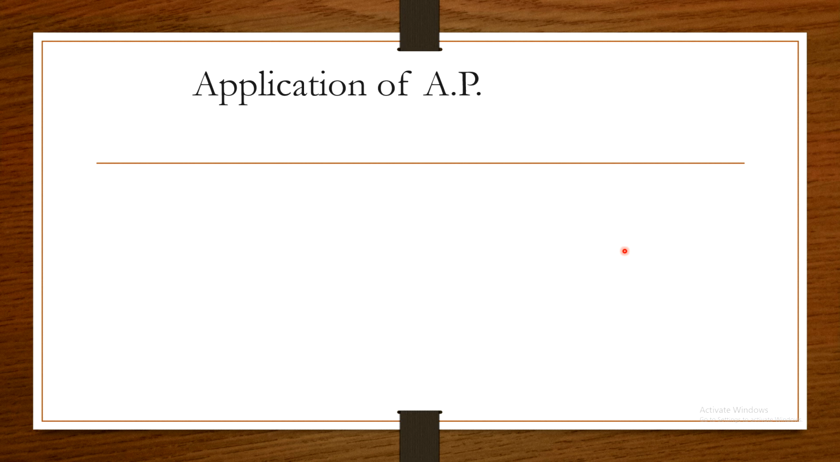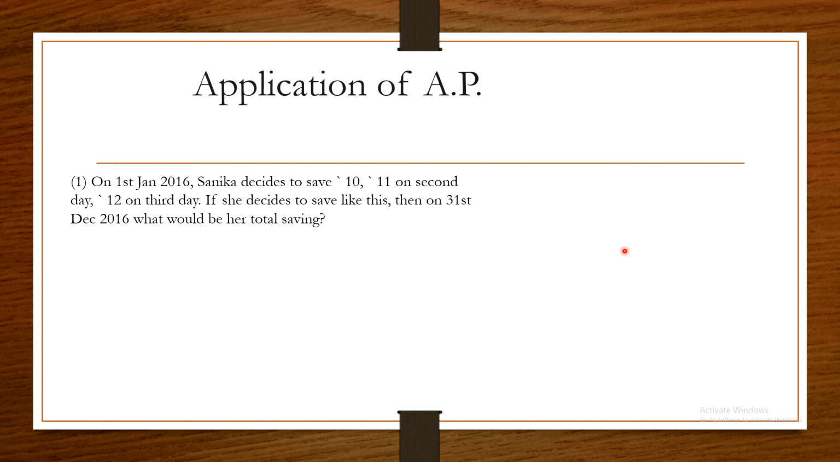Now let's do some applications of an AP. Here one of the examples is given. On 1st January 2016, Sanika decides to save 10 rupees, 11 rupees on the second day, and 12 rupees on the third day. If she decides to save like this, then on 31st December 2016, what would be her total saving?